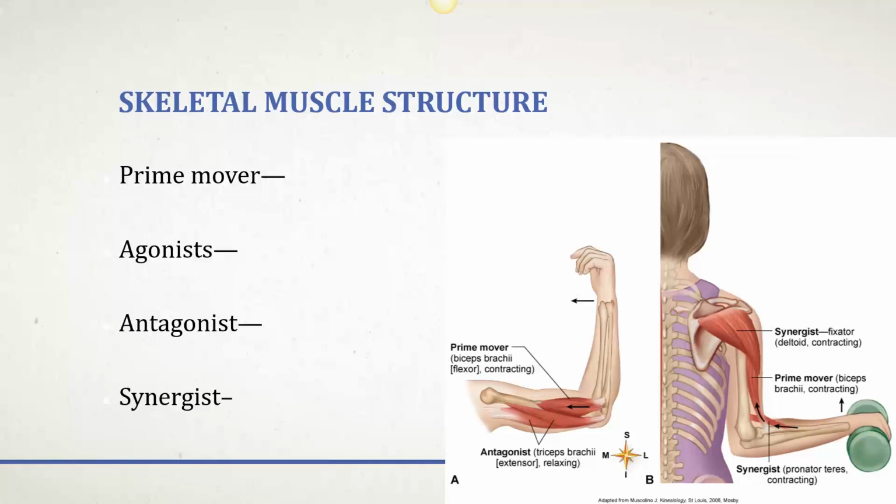Synergists are muscles from a different group that are going to perform a similar function. So the example they give here of a synergist is the deltoid and the biceps brachii. Both of those muscles are going to work together in order to cause a flexion contraction at the elbow.